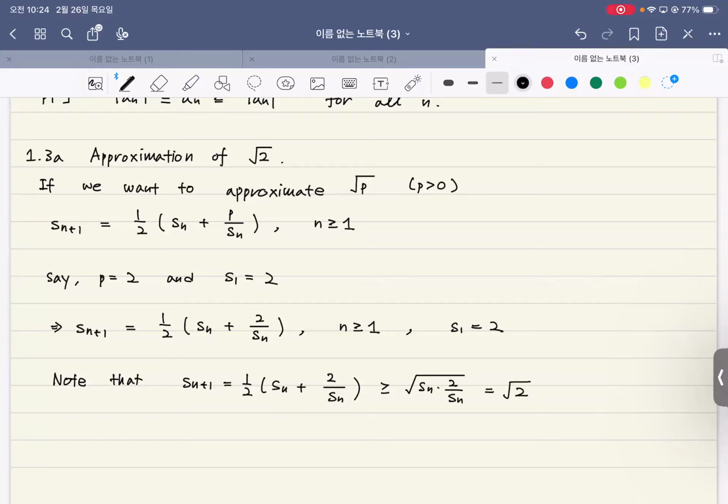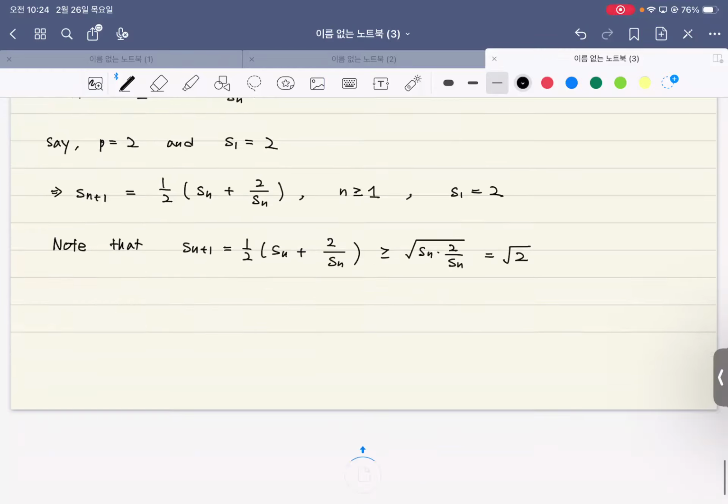Okay? So no matter how hard you try, your sequence S_n is always greater than or equal to square root of 2. So it cannot be less than square root of 2. Okay, now, how close is S_n to square root of 2? This is a very important question.